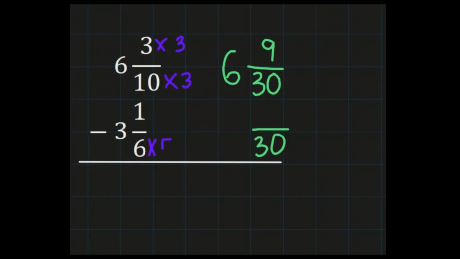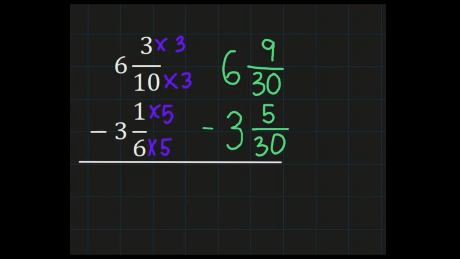Then I need to do the same thing with 3 and 1/6. What did I multiply the 6 by to get to 30? I multiplied it by 5. So I need to multiply the numerator by the same thing. I need to also multiply it by 5. 1 times 5 is 5, and I'm going to bring over my whole number and my subtraction sign since we are subtracting.